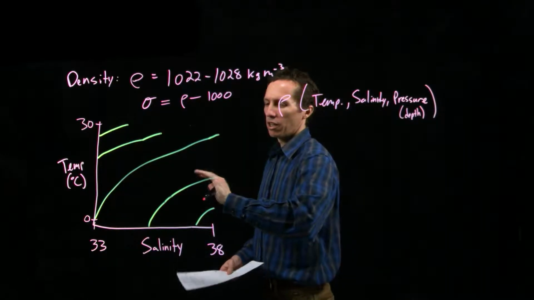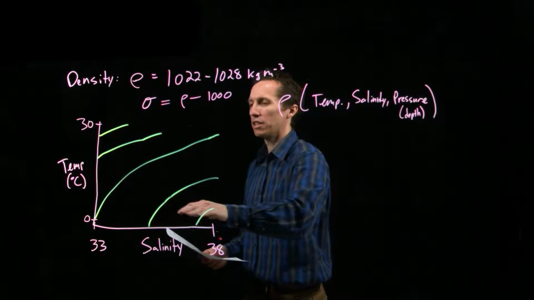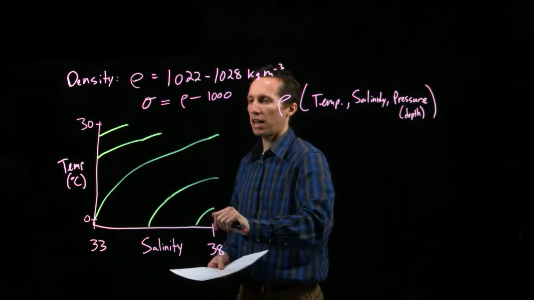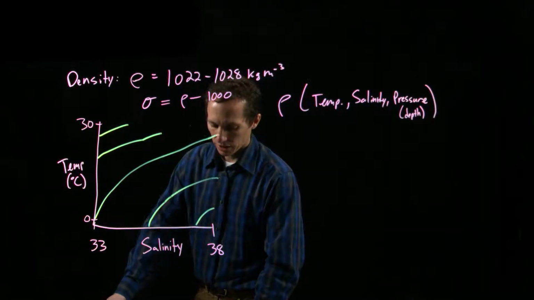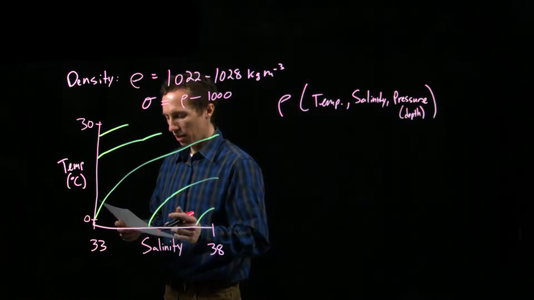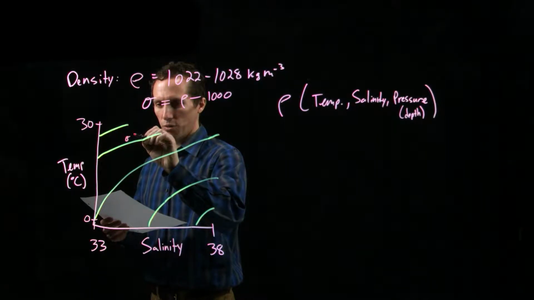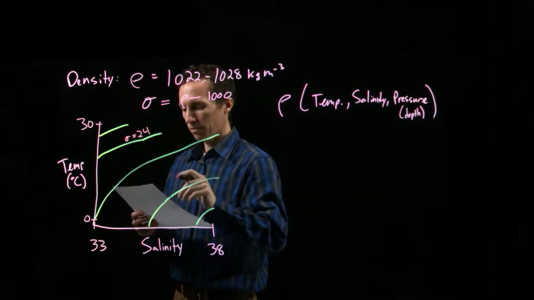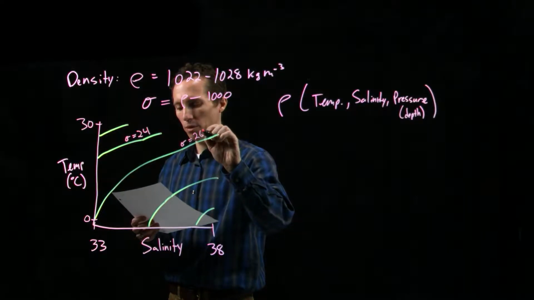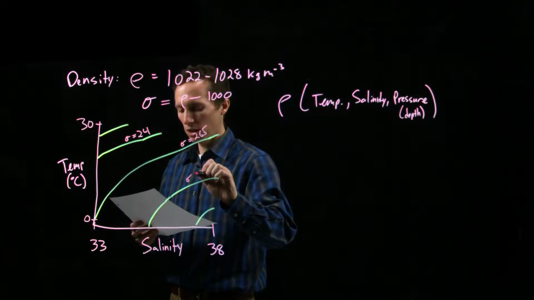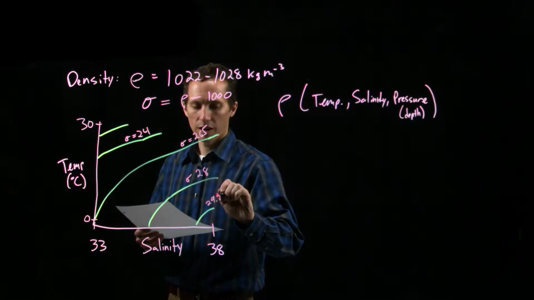So I've got a plot here of temperature and salinity plotted on the y and x axes respectively, and these green lines represent different sigma layers, or different density layers. If we start up here, we've got a sigma layer of 24, increasing to sigma 26.5, sigma 28, and 29.5.